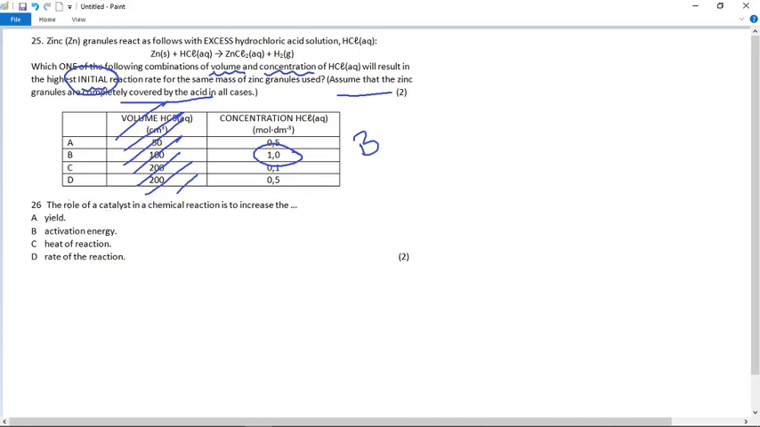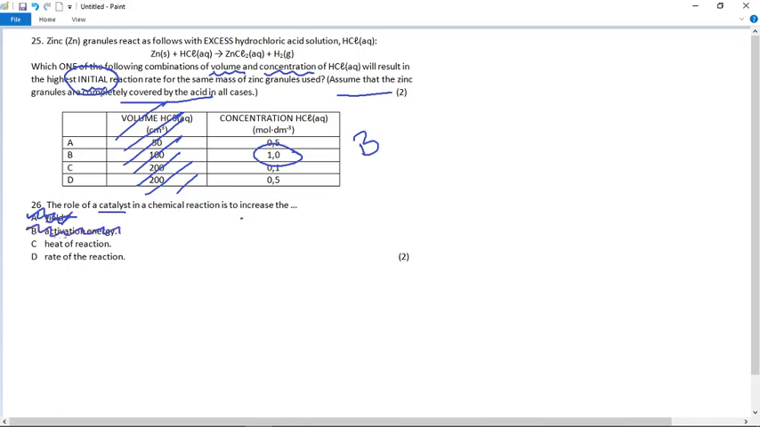Now, number 26, the role of a catalyst in a chemical reaction is to increase the... Okay, it does not increase the yield. You just reach equilibrium faster in an equilibrium reaction. You cannot affect how much products you make. That only depends on how much reactants you had. Is the role of a catalyst to increase the activation energy? If it's a negative catalyst, yes. But if they say catalyst, you assume it's a positive catalyst. Catalyst decreases the activation energy.